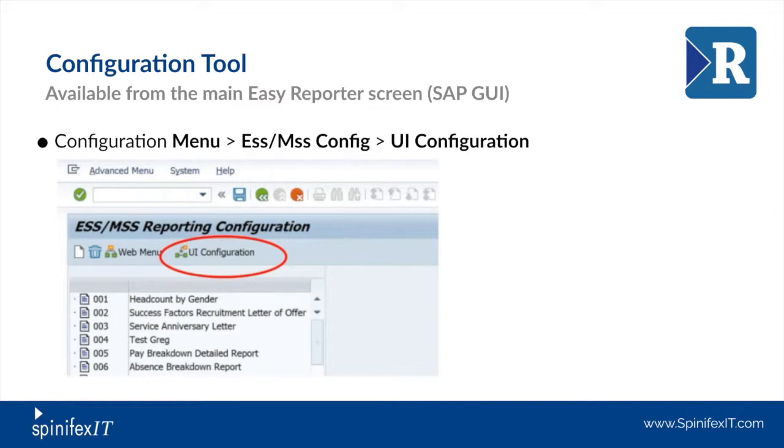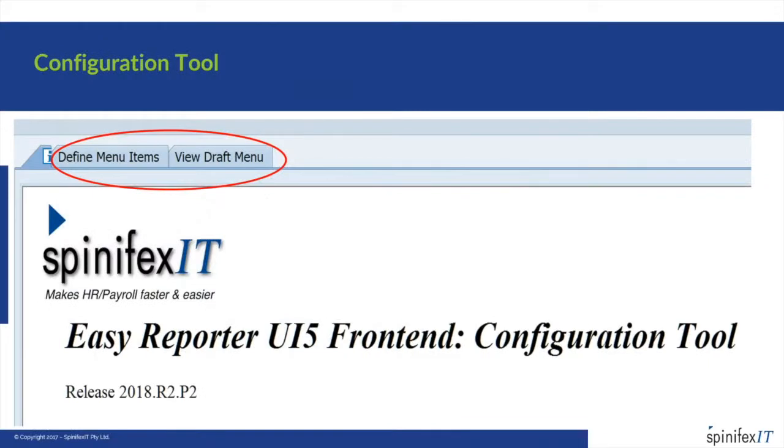Now, the configuration path is accessed from the Easy Reporter main screen, back in your SAP Payroll environment where you have Easy Reporter installed. You will follow the path of configuration, ESS MSS config, UI configuration, and that's going to bring you to a screen that looks like this. Now, there are two sub-tabs on this screen, and we're going to start today by taking a closer look at the Define Menu Items tab.